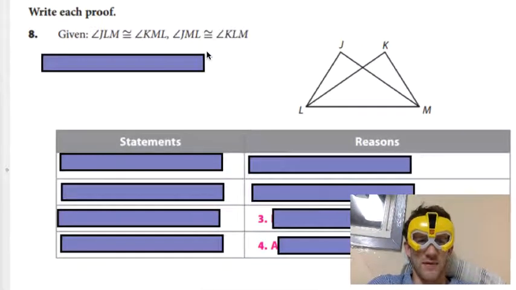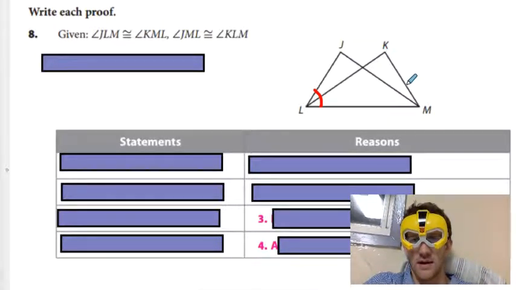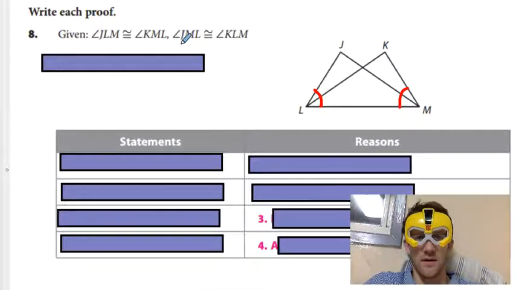Okay, that's paused enough. This one here, our givens are JLM. So again, I'm just going to mark on here. JLM is this whole angle. Is congruent to angle KML, which is this angle here. And then JML, which is this little one. Double mark. Is congruent to KLM. Again, I'll put a little double mark.